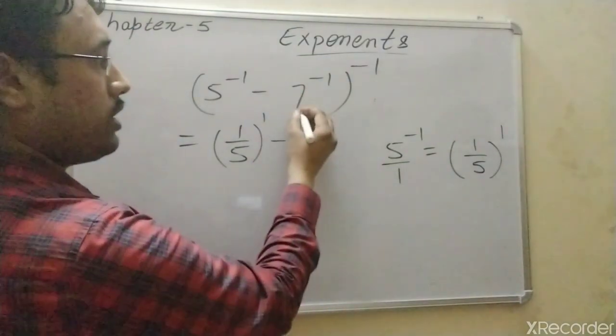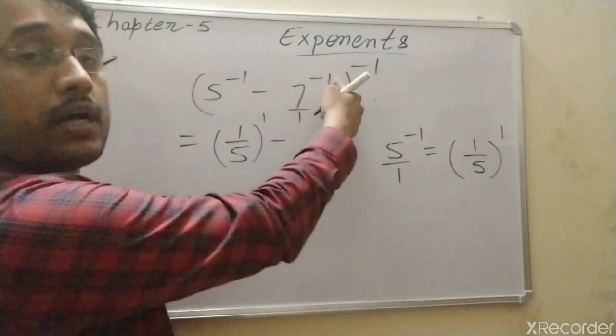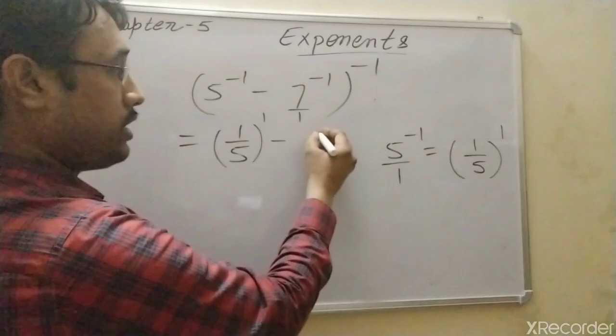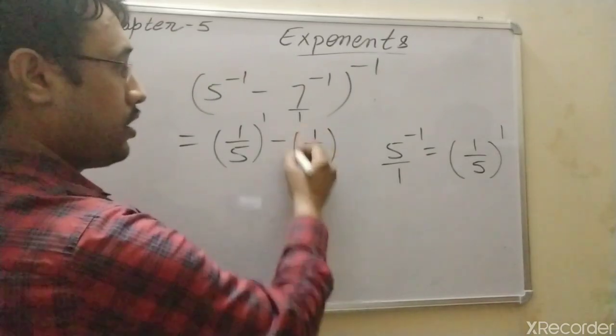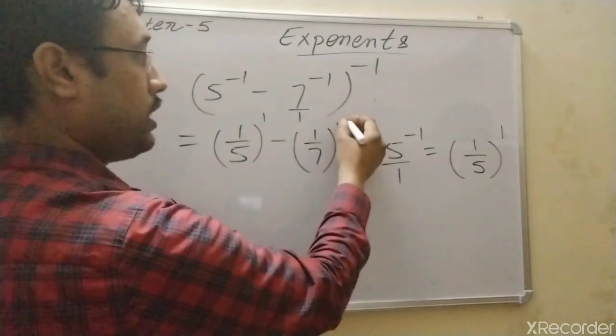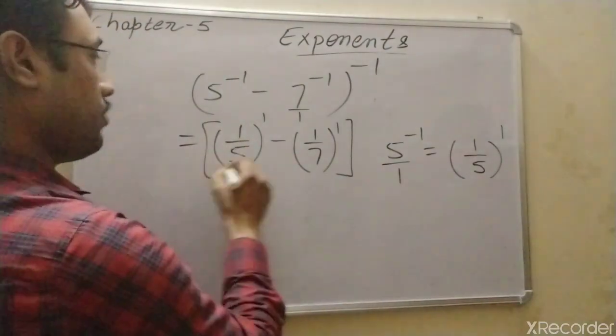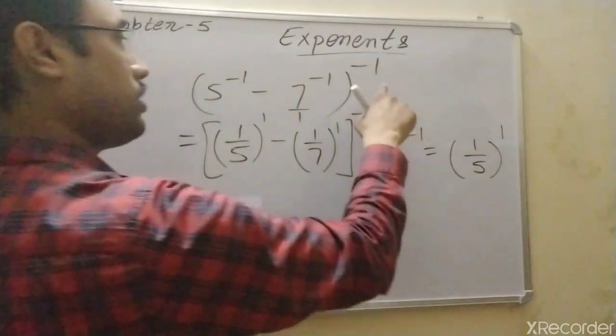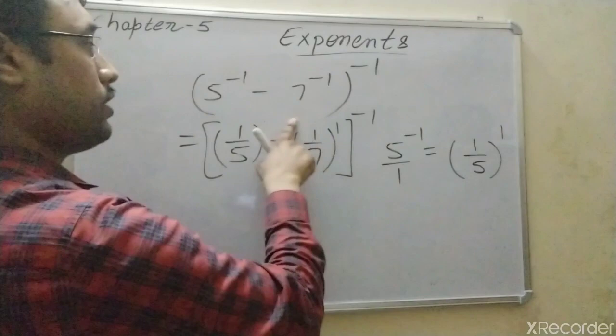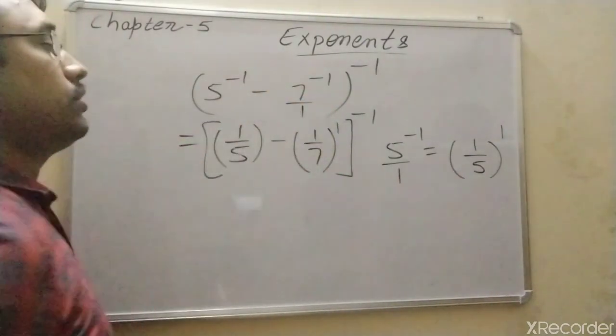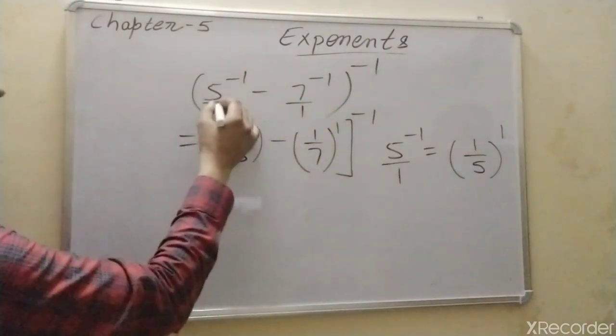Now in the same way, here it is 7 by 1 and power is minus 1, then you can write it as 1 by 7 and now the power is 1. And outside this bracket, the power minus 1 is also written here. This you can write as 7 by 1, and this you can write as 5 by 1.